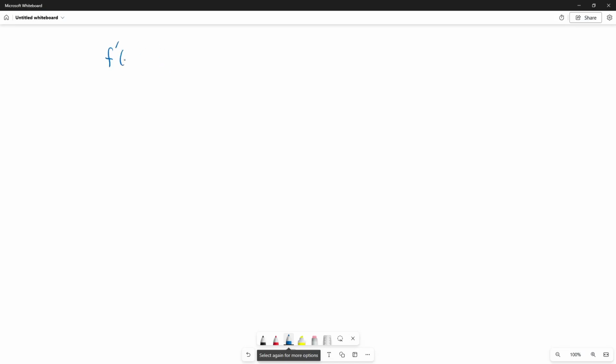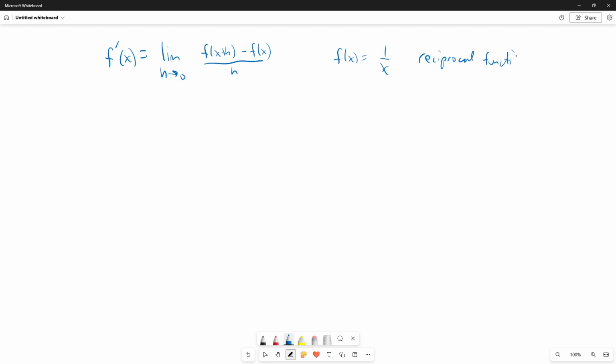We want to use the definition of the derivative to compute the derivative for the function f of x equals 1 over x, the reciprocal function. So the first step is to figure out f of x plus h. Well, the first step is really to write down the definition of the derivative, the limit of the difference quotient.